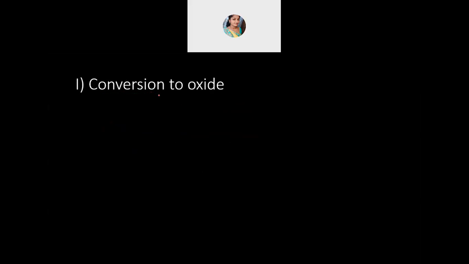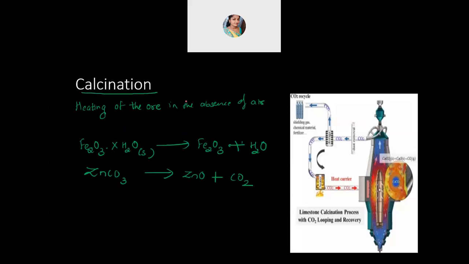In the conversion to oxide, the first method we apply is calcination. Calcination is heating the ore in the absence of air. If the ore is already in oxide form, but there is a water molecule or any organic compound attached to it, if you heat it, those things will go out. If water molecules are attached, the water will escape. You will be left only with the metal oxide, as you can see here in the iron oxide case. Then from there we are supposed to extract the metal.